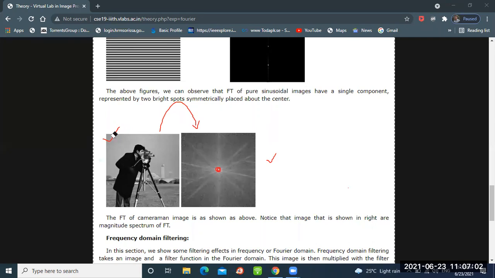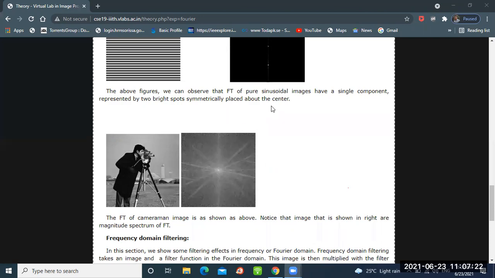I hope it is clear till now to everyone. So let me finish the theoretical part in this session, and in the next session I will show you the procedure, how we can implement it.